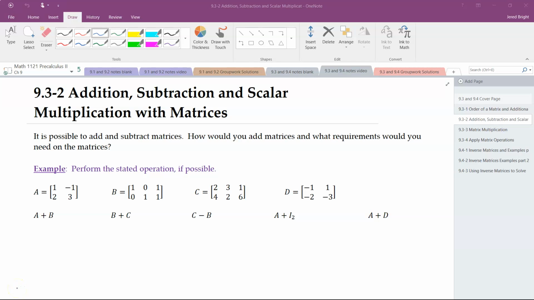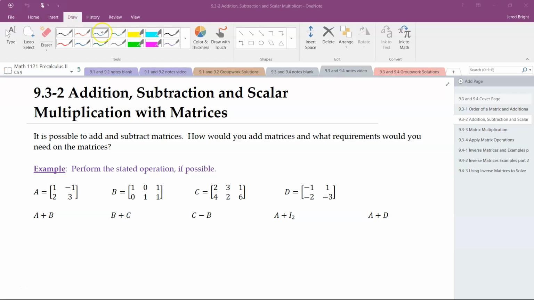Welcome back, and now we can dive in to looking at operations with matrices. And when I use that language, I mean let's do addition, subtraction, multiplication, division with two matrices. So let's start with the easy ones, addition and subtraction. It is possible, but I want you to think about how you would do that.